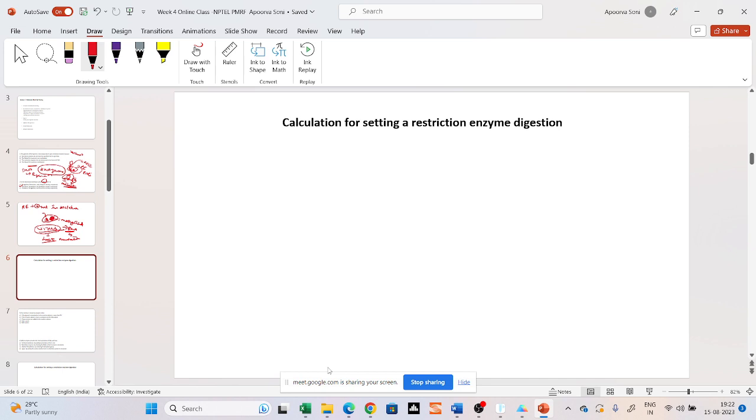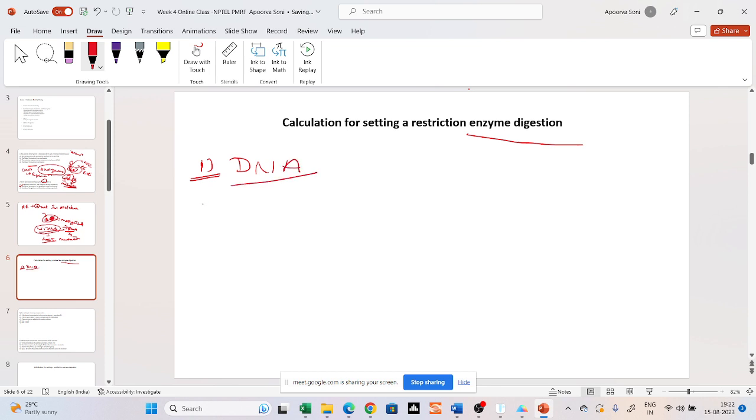Anybody remembers what are the things that are needed for setting a restriction enzyme digestion reaction? What are the things that we need? Think logically. Digestion. We have to do digestion. So what we need first of all? DNA. No, not polymerase. We have to digest our DNA. So we need the DNA.